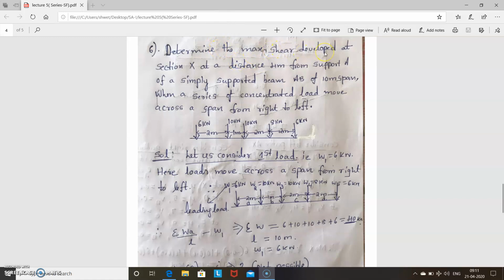Determine the maximum shear developed at section X at a distance of 4 meters from support A of a simply supported beam AB of 10 meters span, when a series of concentrated loads moves across the span from right to left. This is the loading diagram. There are five wheel loads, moving from right to left. So this is your first load. The leading load is now this 6 kilonewton.